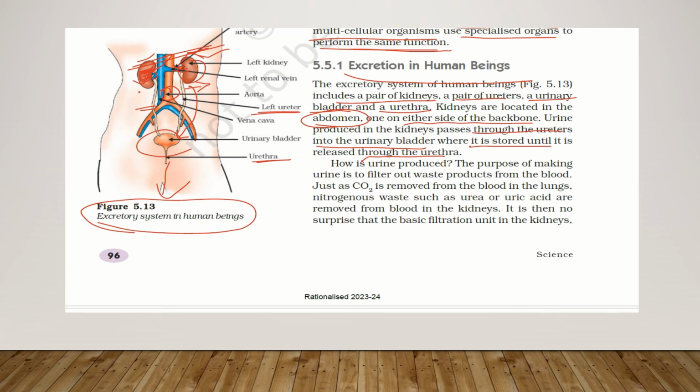This is where the left renal artery is entering, and the right renal artery is entering here. This is the left kidney and this one is the right kidney. So what all are we seeing here?